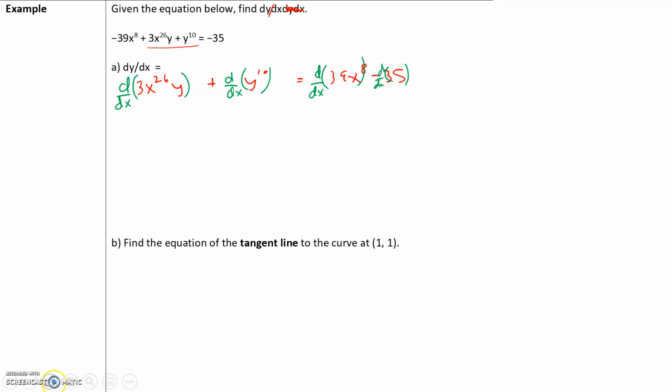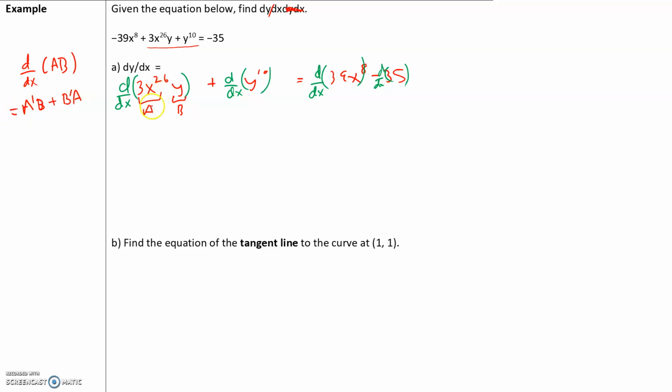Okay, so now let's find those derivatives. This is a product, so we have to use the product rule when we take the derivative. I'm going to call this a, and I'm going to call this b. So the derivative d/dx of ab, and on the exam, if it helps you, write this down so you have it to refer to, is a prime b plus b prime a. That is the product rule.